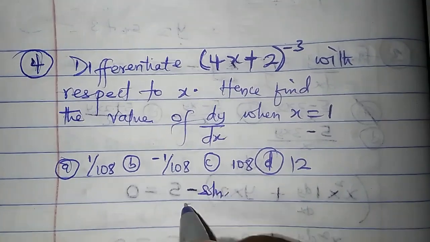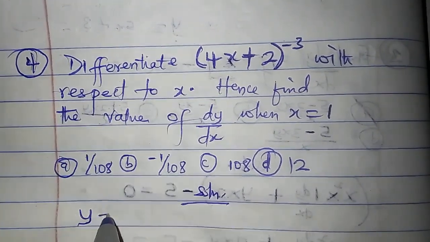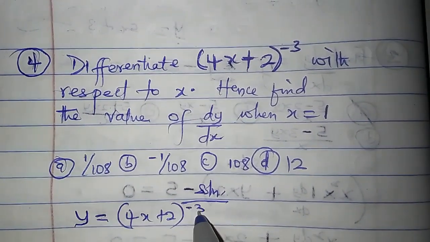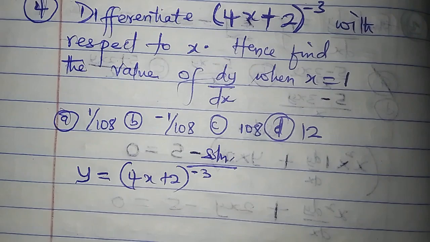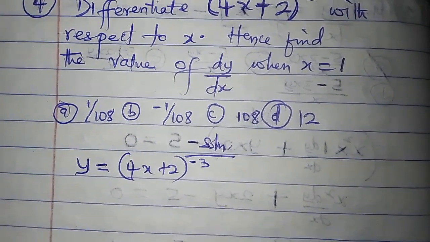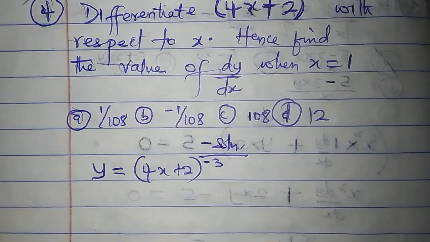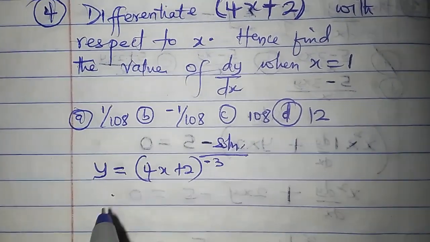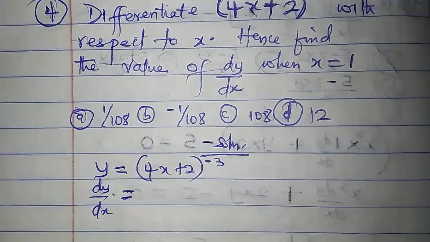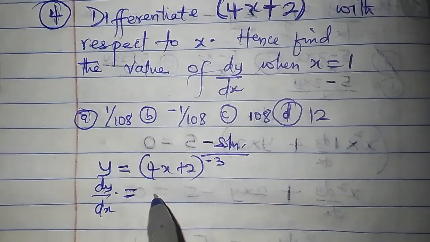Solution. The function is y equal to 4x plus 2 all to the power of minus 3. Now this is the short way to solve. Although this problem can be solved using the chain rule principle for differentiation, I will not use that rule since it's going to be a bit longer. Master this. What's dy dx? The dy dx says this. Watch carefully. What's the power here? Minus 3. Put it down.